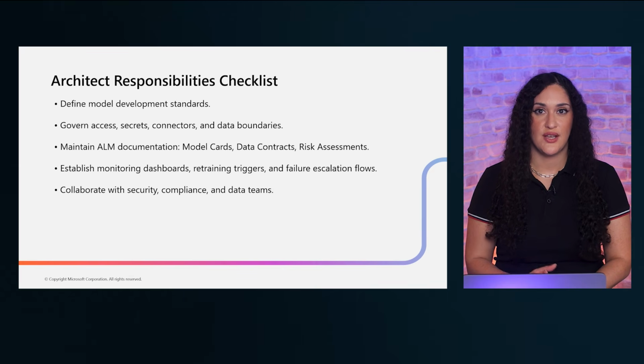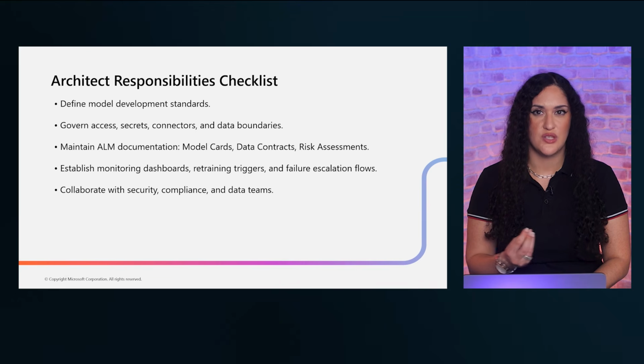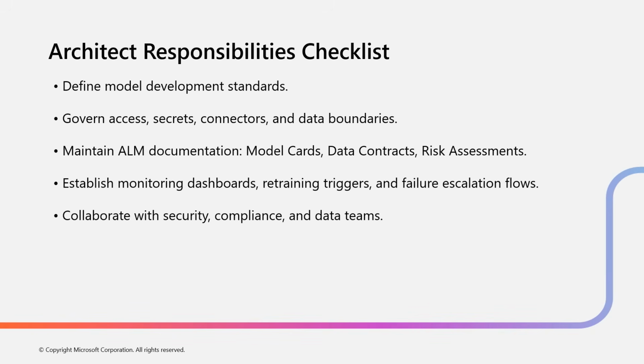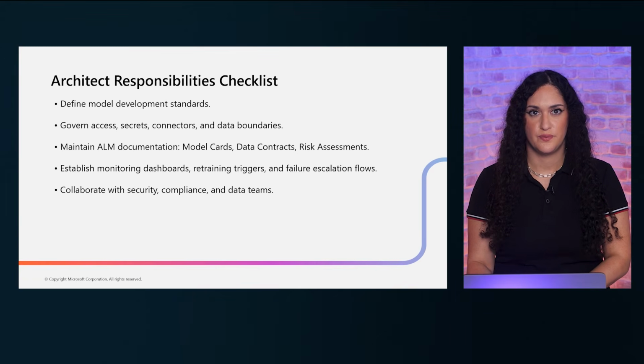Here's your responsibility checklist for custom AI models. Define model development standards so everyone follows the same process. Govern access, secrets, connectors, and data boundaries to prevent unauthorized changes. Maintain comprehensive ALM documentation, including model cards, data contracts, and risk assessments. Establish monitoring dashboards, retraining triggers, and failure escalation flows. Collaborate closely with security, compliance, and data teams. You are the orchestrator of this entire process. You do not do everything yourself, but you make sure everything gets done. This is the essence of the role.